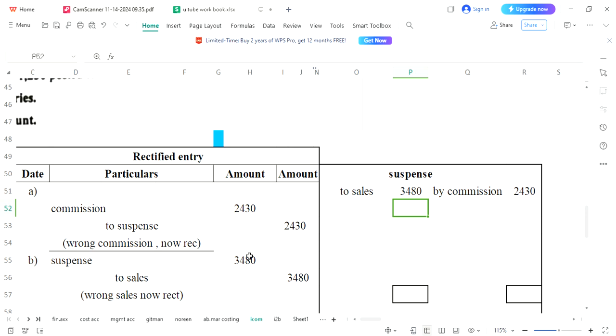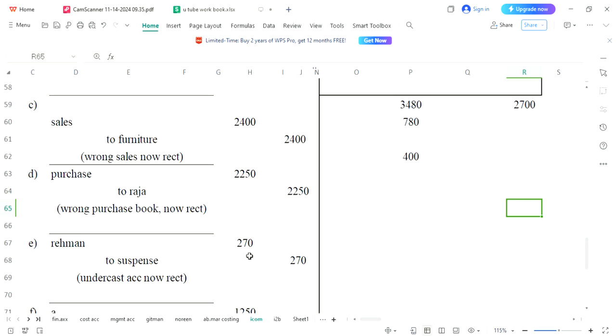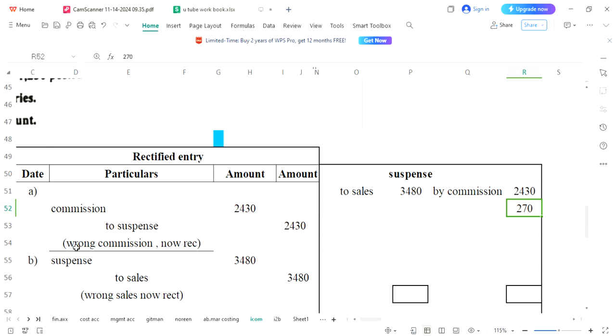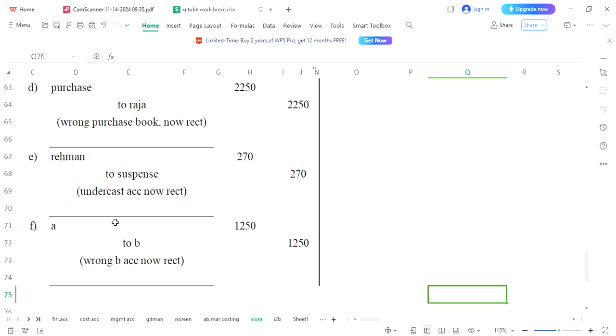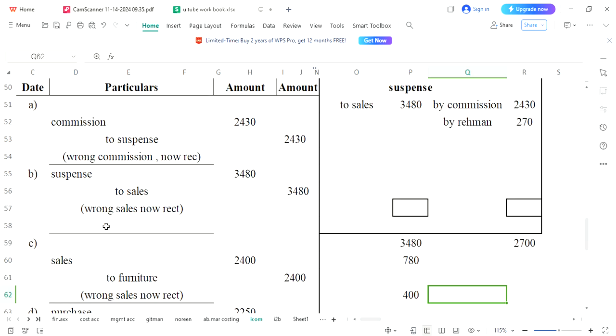Then we have got a third entry E, 270. So 270 would be written on credit side. Why? Because you can see that suspense is present on credit side. What is written on the opposite side? Rahman. That would be its reference, and you will use the word by. After 270, we have got our last entry where suspense is not present. So it means all suspense entries have been completed, and this was the formula of sum already entered for the previous question.